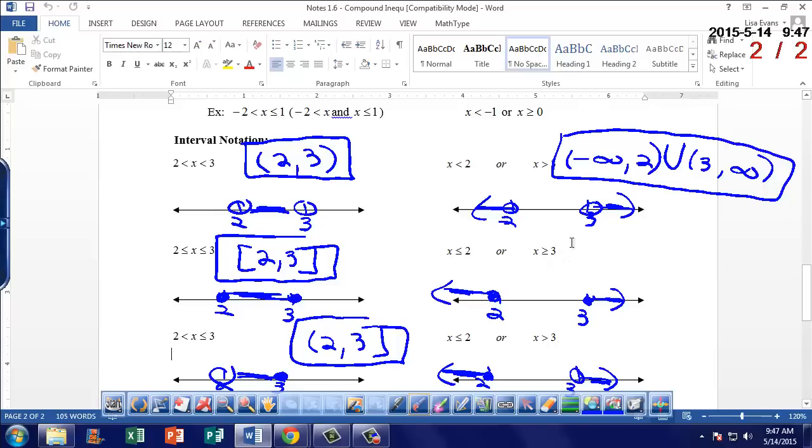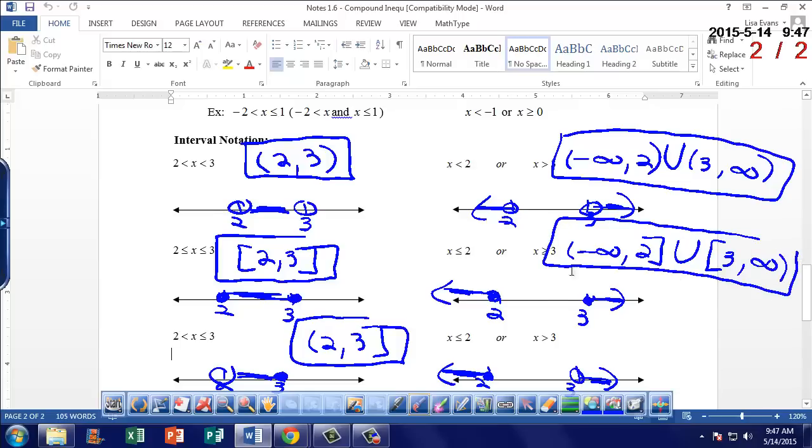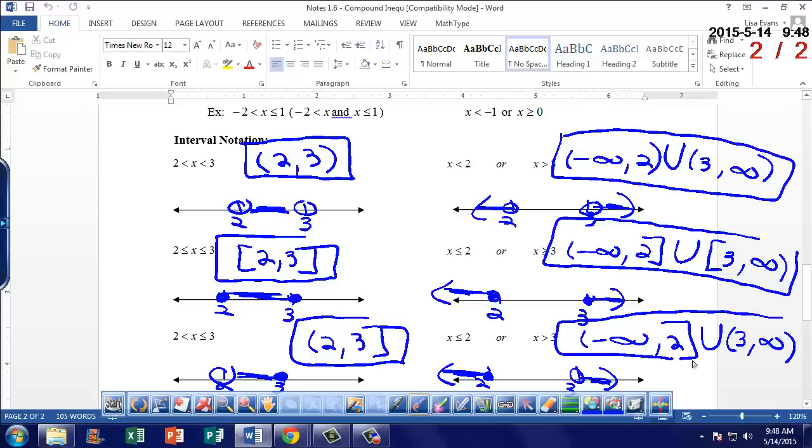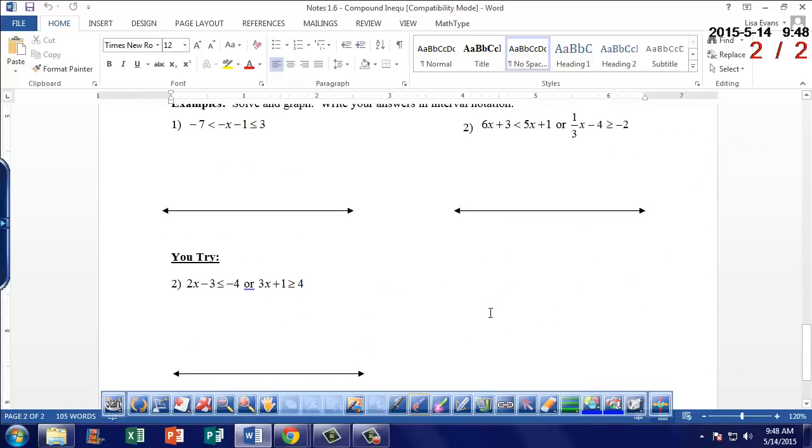Okay, so let's look at this one. Same thing. We're going to do negative infinity to 2, bracket, union, bracket, 3. Now, why is there a bracket? Because the only thing that's different from the top to this problem is that it can equal 2 and 3. And this one has one of each. It goes negative infinity to 2, bracket, union, parenthesis 3, infinity. There we go.